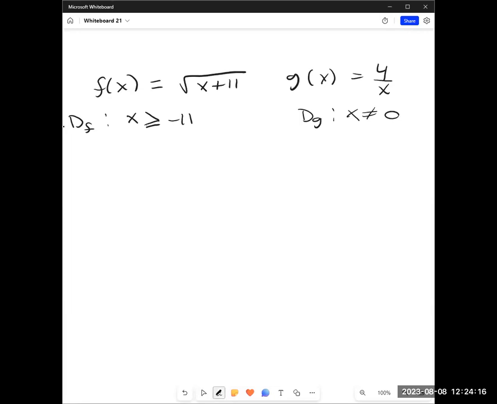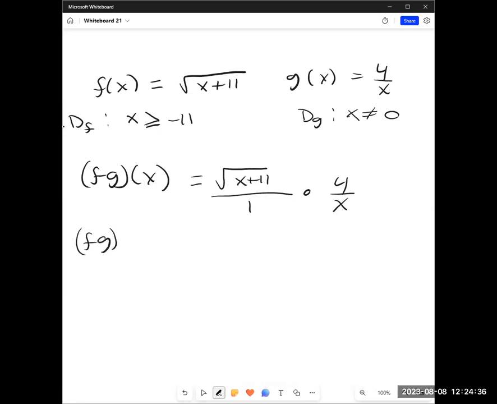Let's take a look now at what happens when we take f times g of x, and we take the square root of x plus 11. This is over 1 times 4 over x, and f times g of x is going to be 4 times the square root of x plus 11 over x. And we get both domains have to be fulfilled.